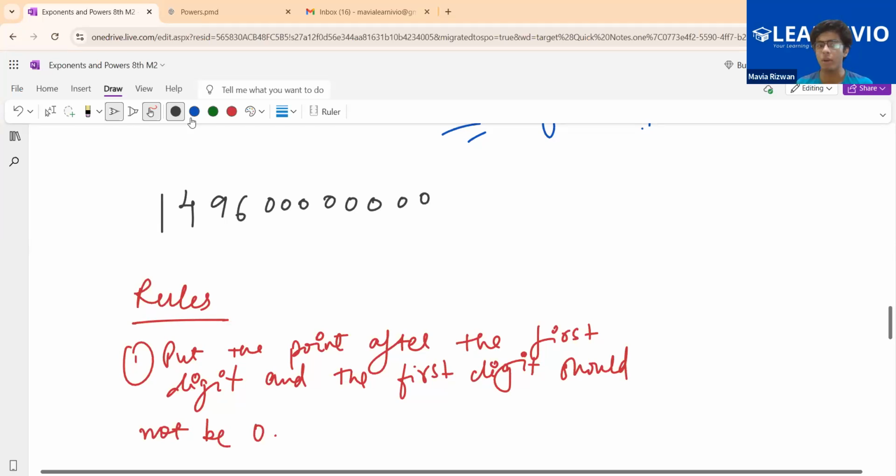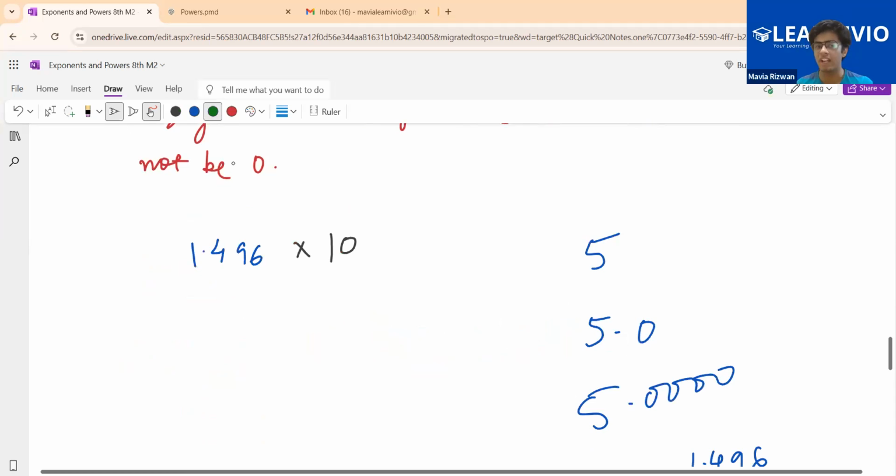Where you have put the point, imagine the point here. You have put the point after 1 only, right? Imagine the point here, so the imaginary point is here. So count the number of digits. This is 1, 2, 3, 4, 5, 6, 7, 8, 9, 10, 11. So there are 11 digits after this. So I will put into 10 raised to the power 11. Now you will say, sir, what logic is this? How did we count the digits and then put into 10 raised to the power 11?